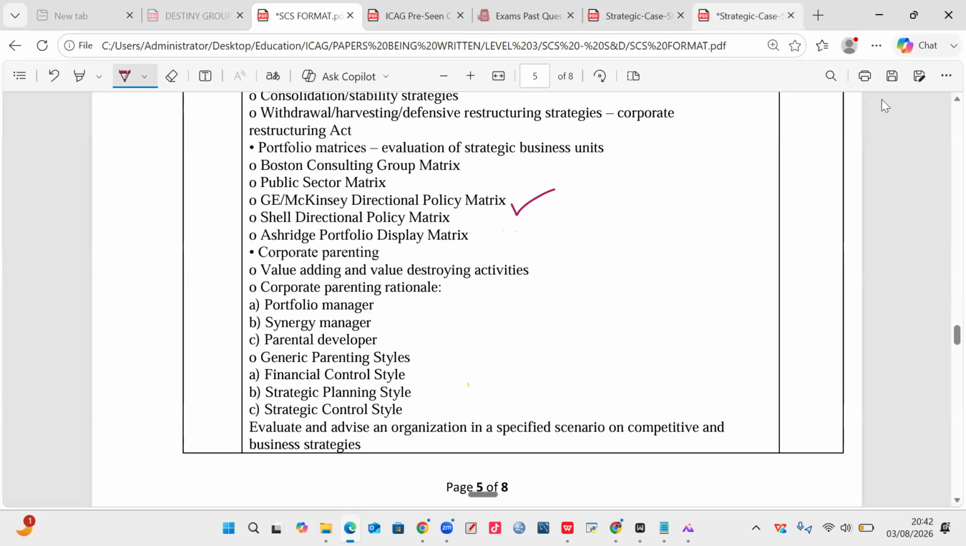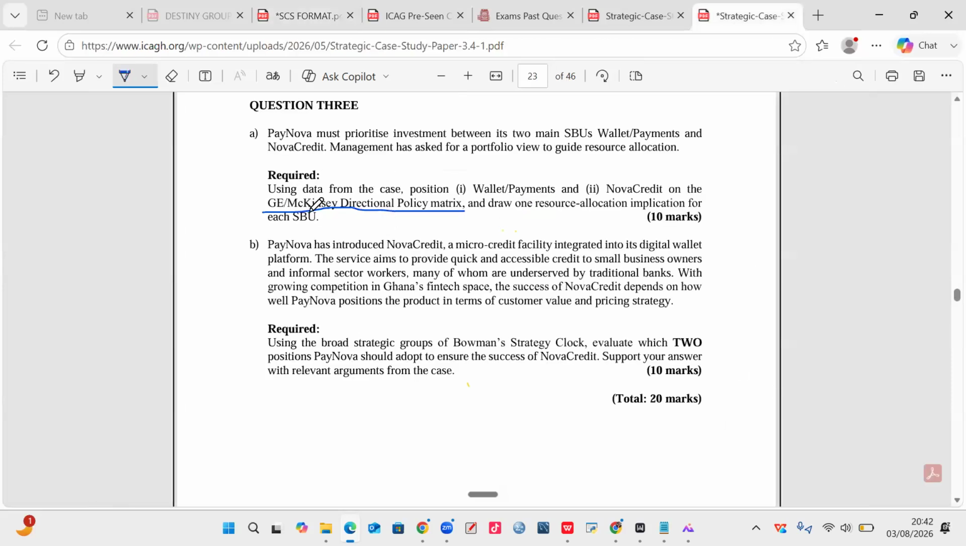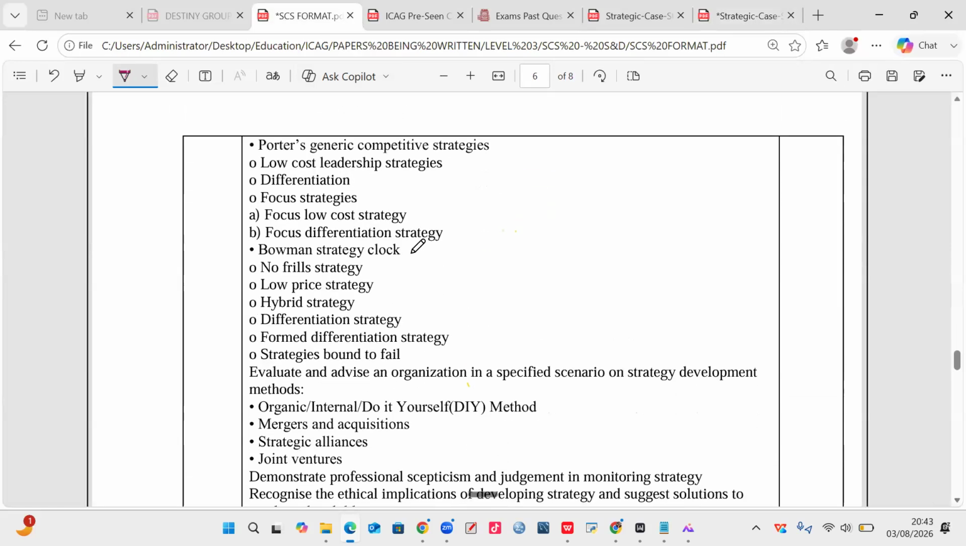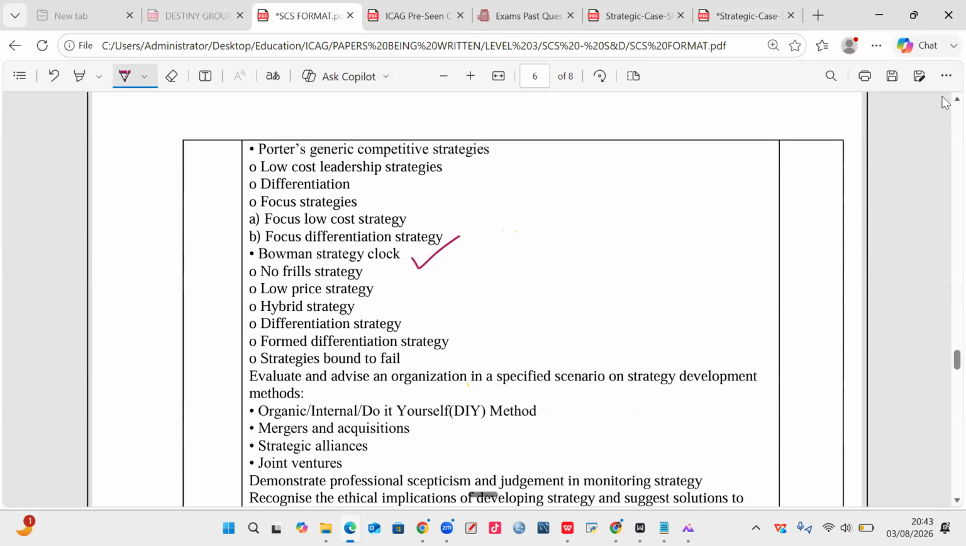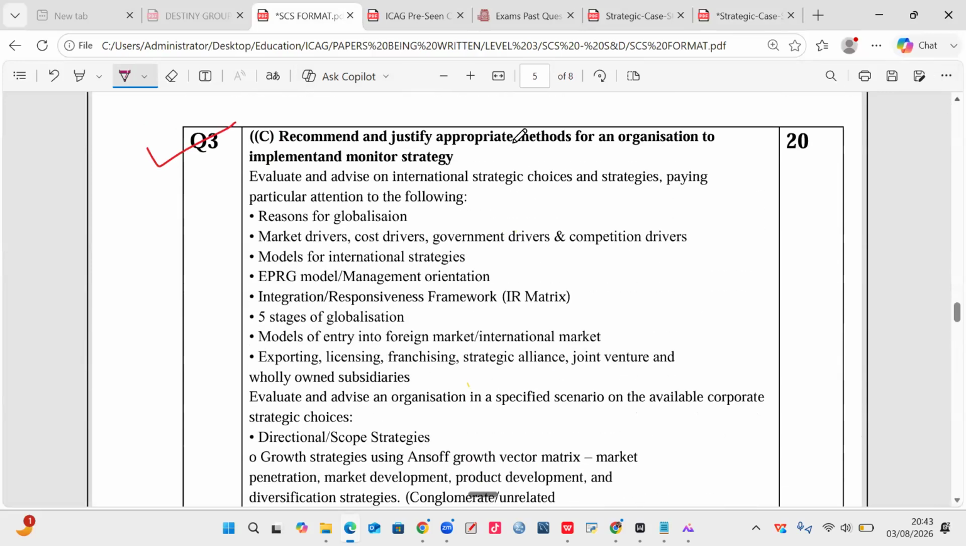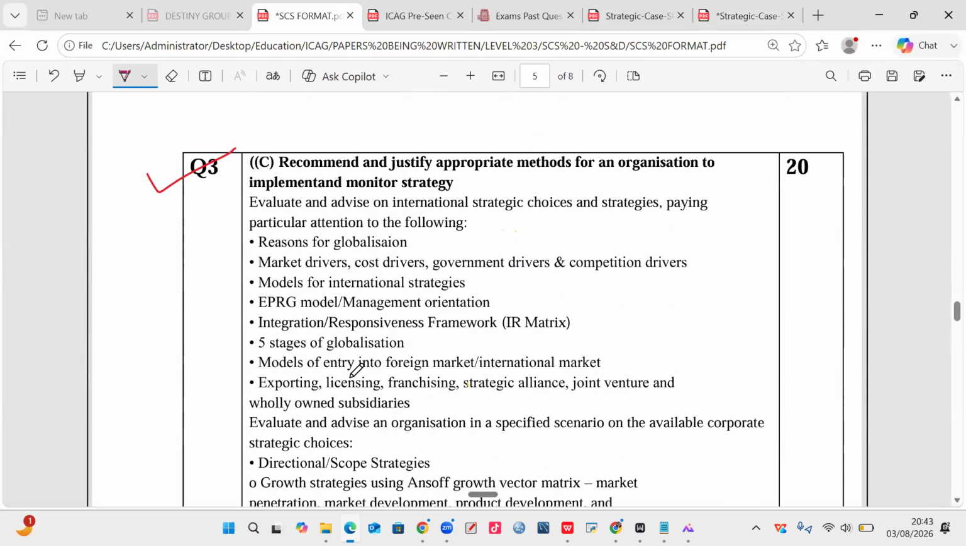Let's check March 2026, question 3. Okay, this is March 2026. This is where they pick the question from. What's the next one? Bowman strategic clock. Let's check what I will find on Bowman strategic clock. There it is, question 3. So for question 3, their questions will be coming from the topics.